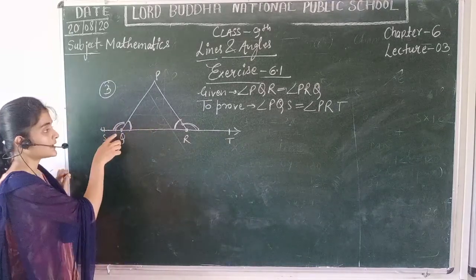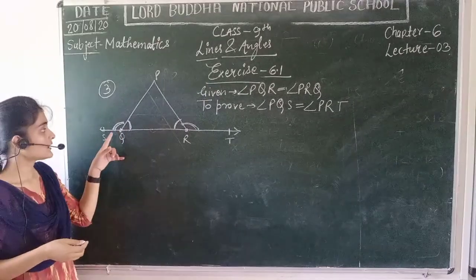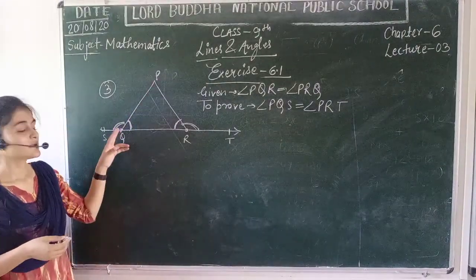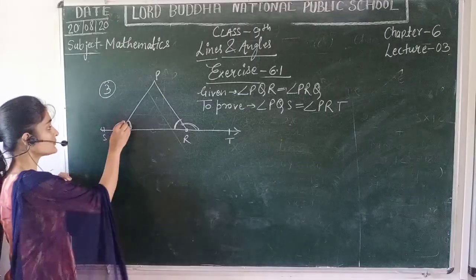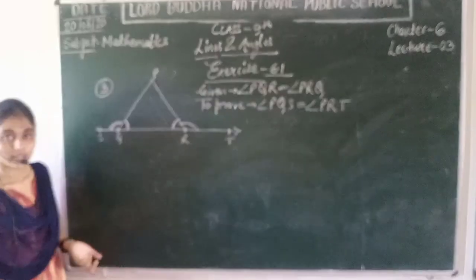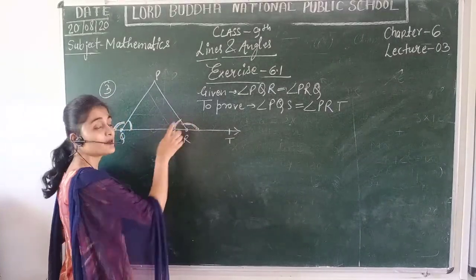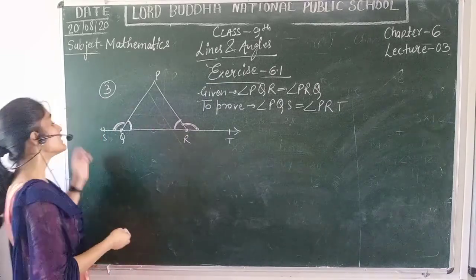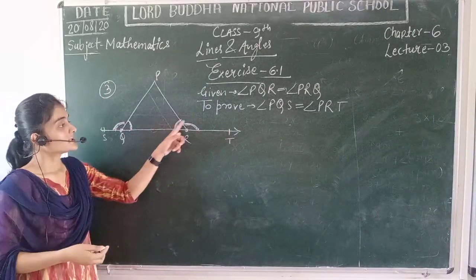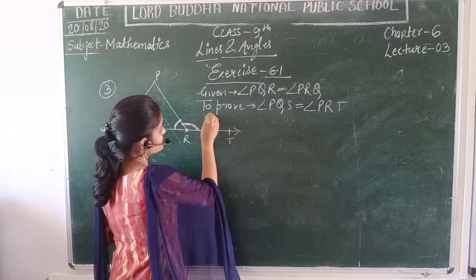So, just having a look on this line, you just recall this thing in your mind that this is a straight line and a ray is passing through it. That means it is a linear pair. So both these angles are forming what? Linear pair. So they will sum up to what? 180 degrees. In the same way, here also they are forming linear pairs, right? So there are two linear pairs in this figure. So we can use this. So we'll start our proof.